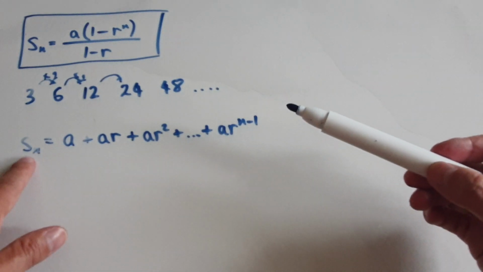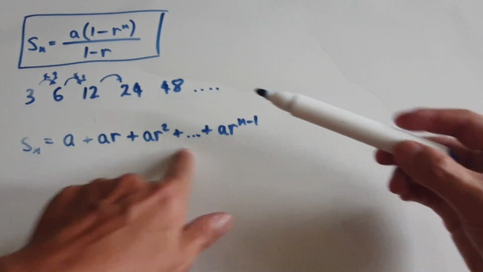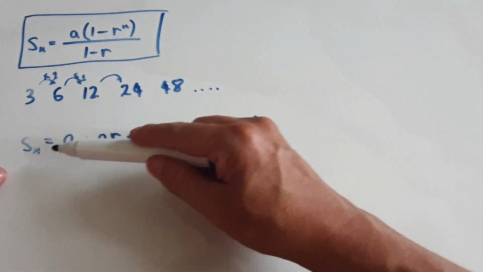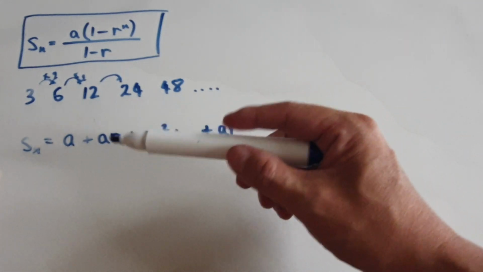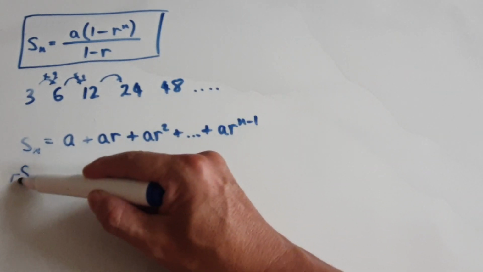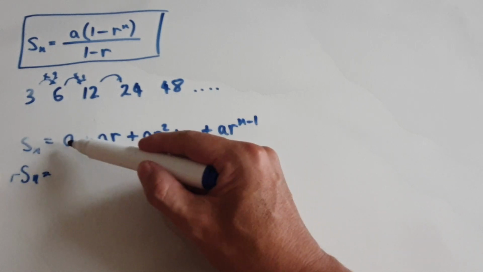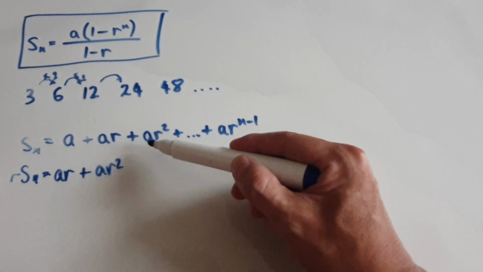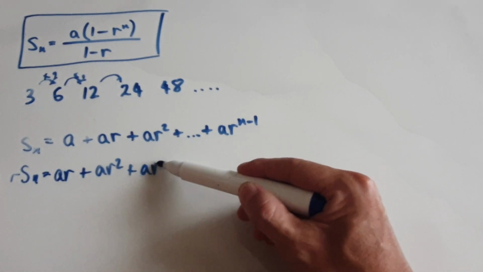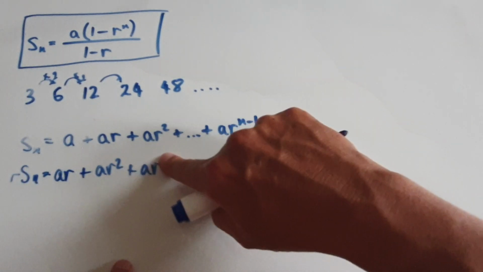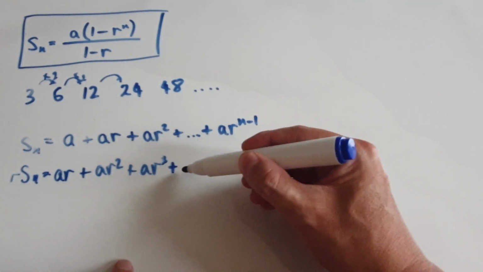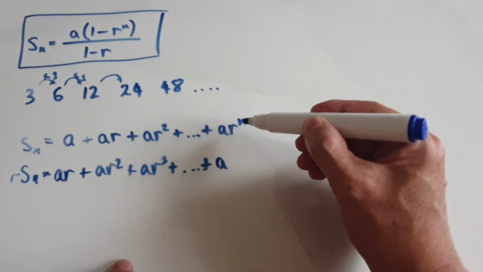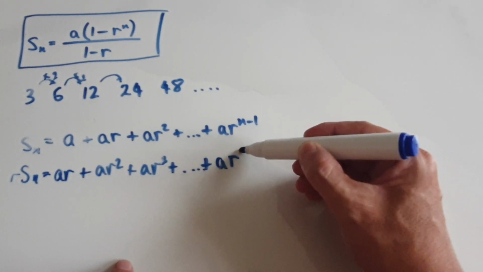So we are trying to sum up, Sn represents a sum of everything up to the nth term. So the trick to understanding where this comes from is to multiply everything here by r. So r Sn equals times this by r, that would be ar, times this by r, this would be ar squared, times this by r, this would be ar squared, ar to the power 3, and then it would be dot dot dot, and then the last one would be times this by r, this will be ar^n.